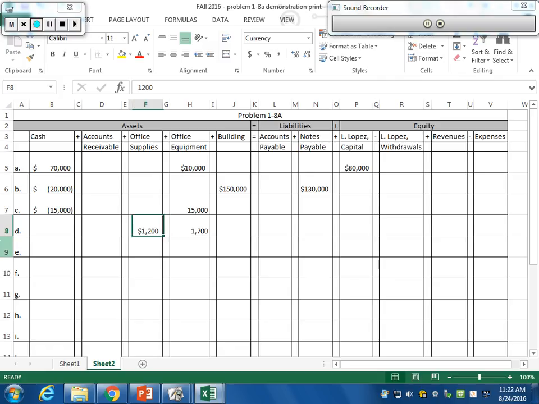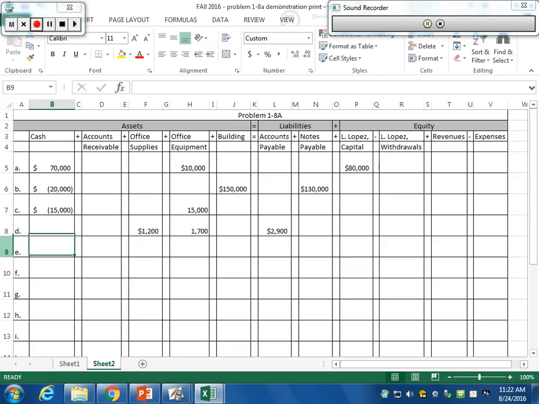And what else increases? Accounts payable for how much? $2,900. They put everything on credit, I'm sorry, so you add the two together.